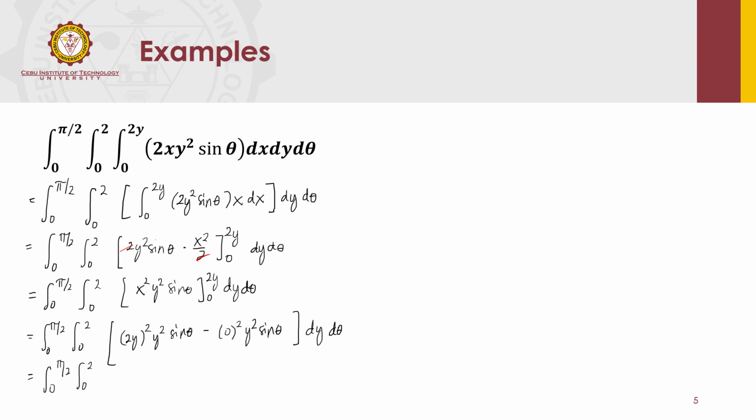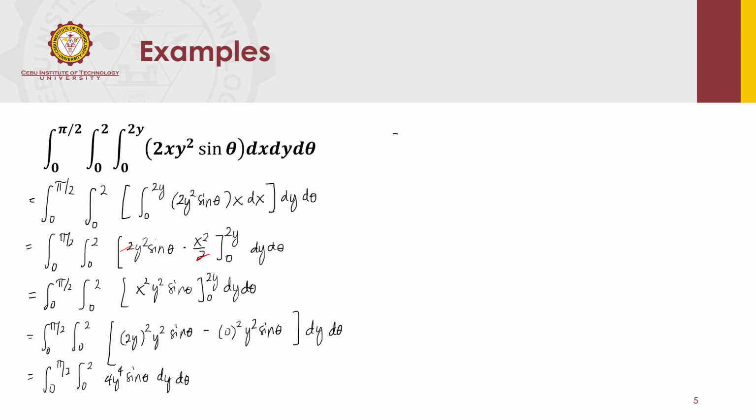For the first expression, that's 4y squared times y squared, so 4y to the power of 4 sine theta, dy d theta. After integrating with x as the variable of integration, the number of variables is now reduced to 2. So the result should contain only y and theta and no more x.